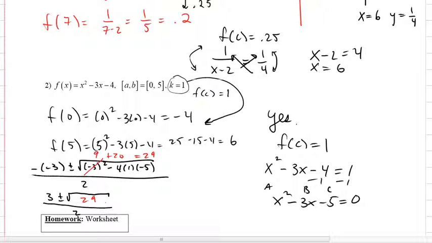The square root of 25 is 5. The square root of 36 is 6. So the square root of 29 must be somewhere in between 5 and 6. So it's got to be one of these two answers. It cannot be both. Well, if this is 5-ish, 3 plus 5-ish over 2, or maybe it could be both.